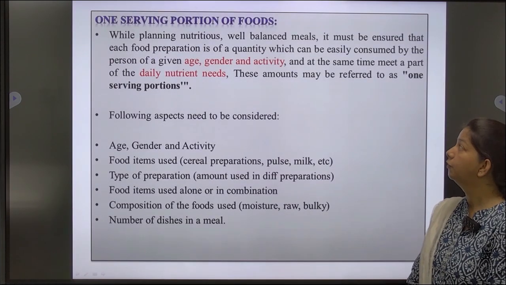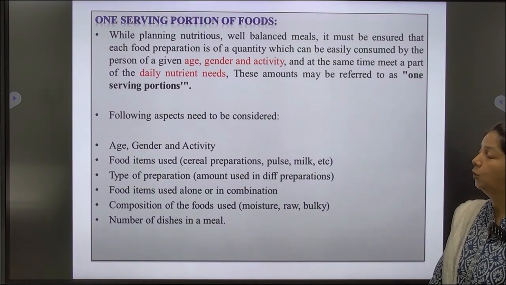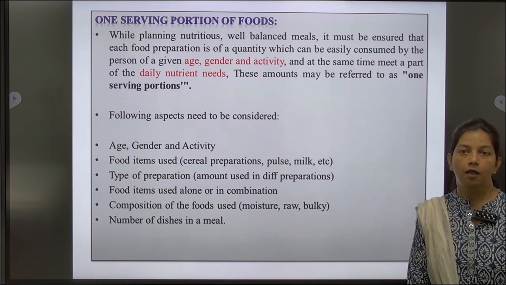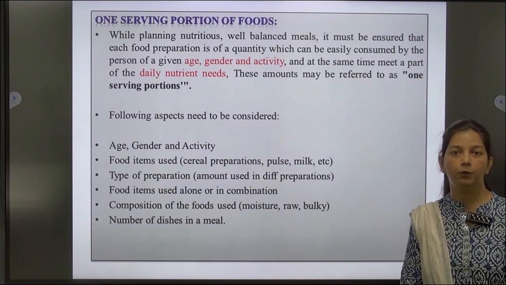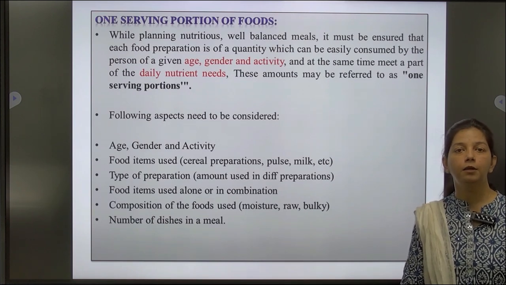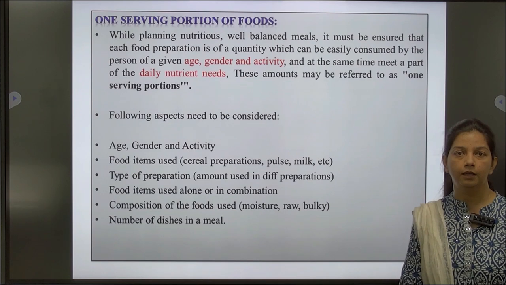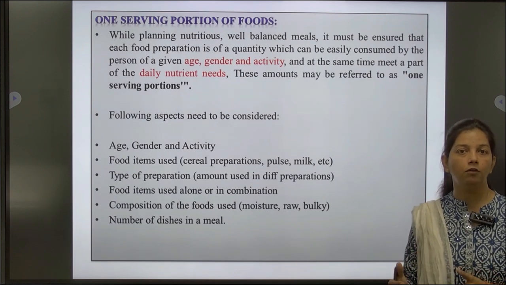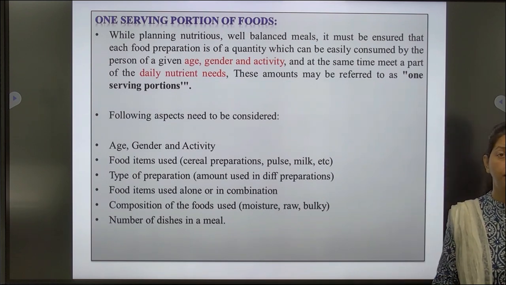Then we come to one serving portion of foods. So what is one serving? When we plan a meal, we talked about meal planning, nutrient density, nutrient adequacy, and the recommended dietary allowances for 1 day. But all the one-day nutrient dietary requirements are considered on the basis of one portion of food.